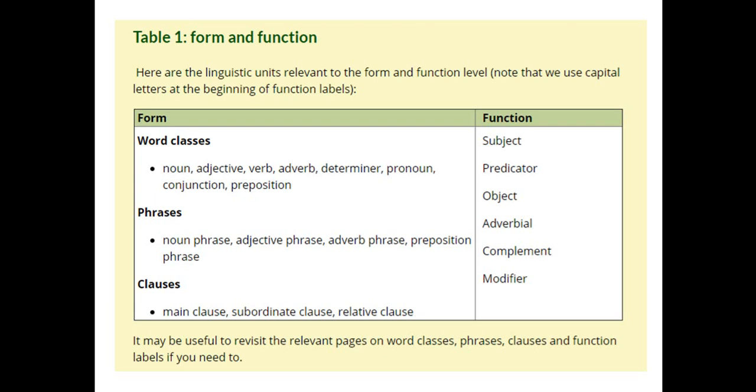Word classes, you can say morphology: noun, adjective, verb, adverb, determiner, pronoun, conjunction, and preposition. And phrases like noun phrase, adjective phrase, adverb phrase, preposition phrase. And the third is clauses: main clause, subordinate clause, relative clause. So these are called the form.